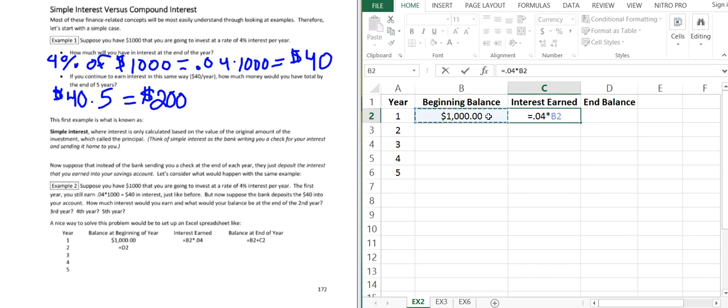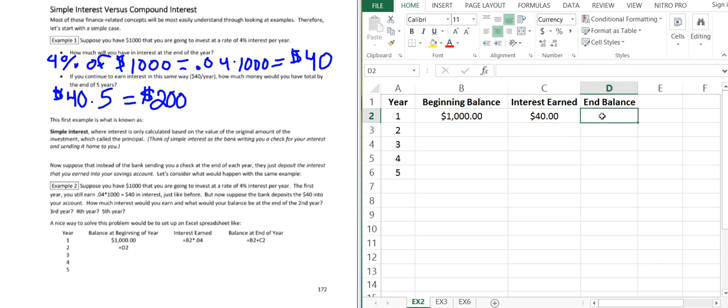So tap on cell B2 or type in B2. That way we're going to be able to model this for many years. And then hit enter. So yeah, I made $40. Okay, but now instead of the bank just sending me that check home, they're going to add it into my account. So now my new end balance is going to equal the beginning balance, cell referenced, plus the interest I made, also cell referenced. So now that's my end balance at the end of that year.